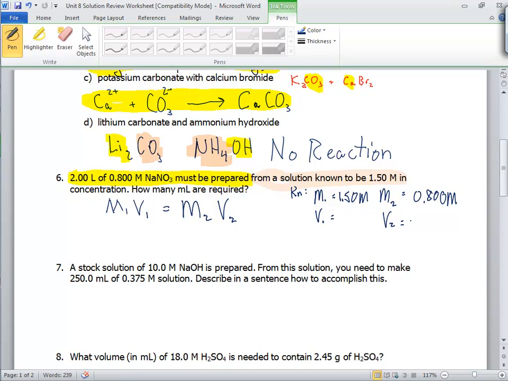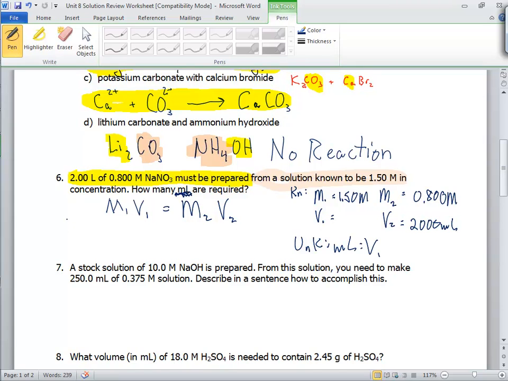Volume 2 is how much we're going to make, 2 liters or 2,000 milliliters. And I changed it to milliliters because I just noticed here that we want our answer to come out in milliliters. We want milliliters of V1. That's what we want. That's our unknown.